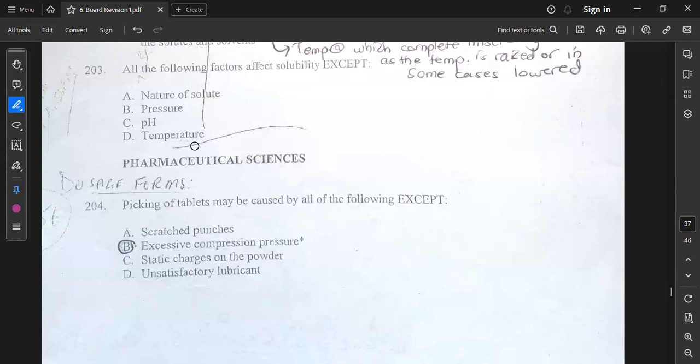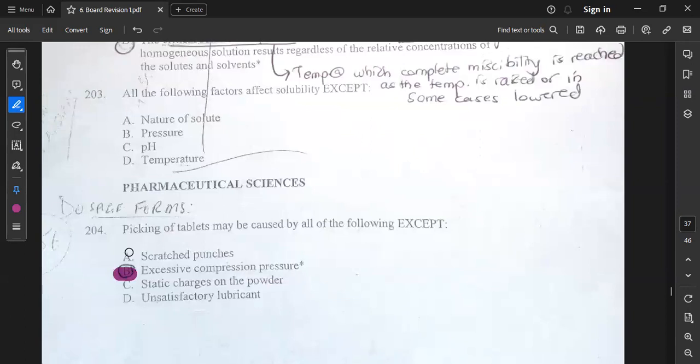It's mostly to do with the punches. Gas says part of the tablet remains on the punch during compression. Okay, so B is correct. Anything else you want to discuss for this? For unsatisfactory lubricant, if there is more lubricant, then I think it would stick more, right? Or it's the other way around. No, you're right. If there's more lubricant, then there would be more picking.